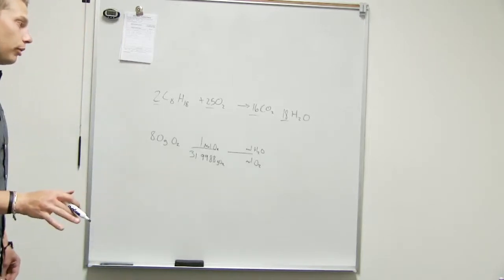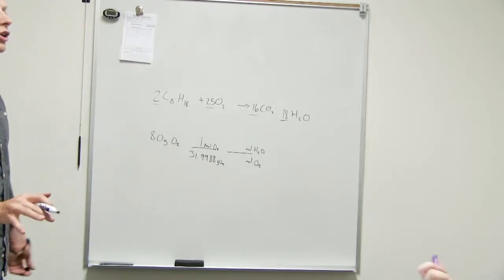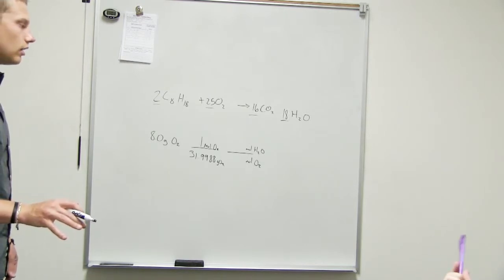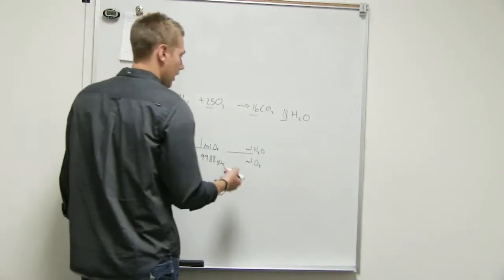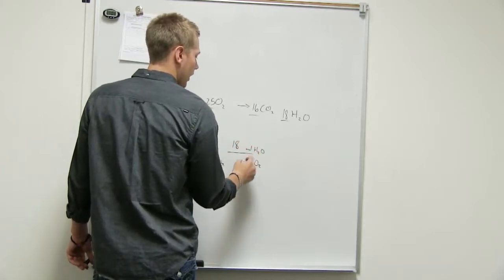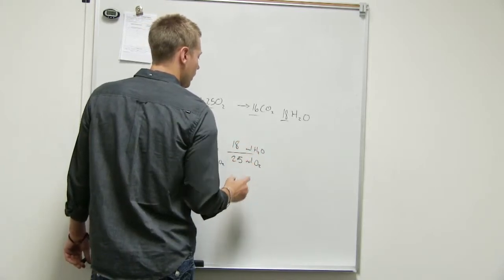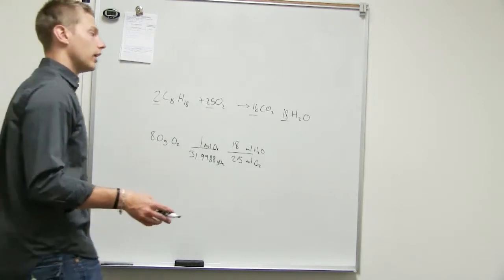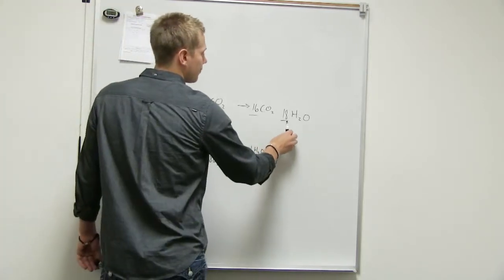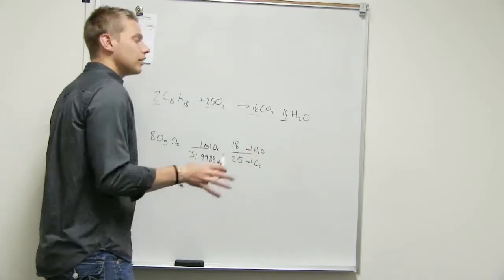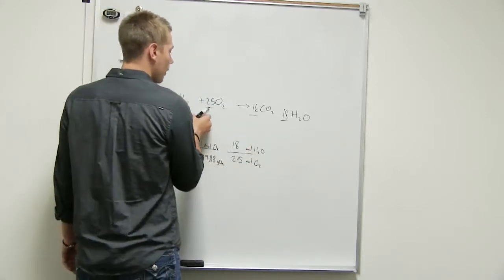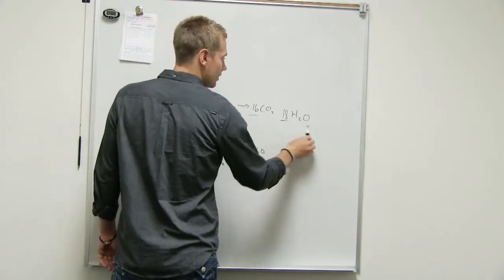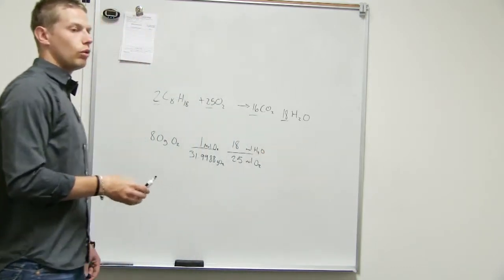Gotcha. Perfect. So we use our equation. Is it 18 to 25? Excellent. Yes, 18 to 25. We couldn't get those numbers unless we wrote that equation and balanced it. So basically what this equation is saying is for every 25 moles of oxygen, we have 18 moles of water.